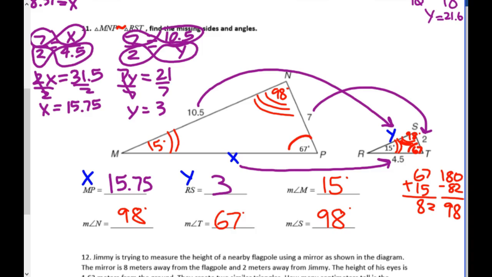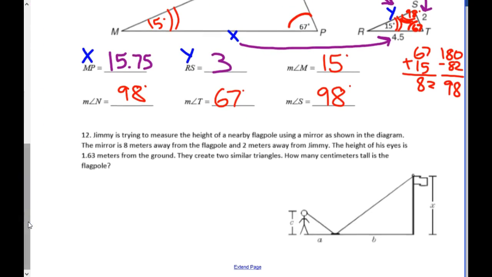Now, the last one is what we did yesterday, indirect measurement. It's just similar triangles, basically. Let's label it, though. Okay, the mirror is 8 meters away from the flagpole. Mirror, flagpole, 8. 2 meters away from Jimmy. Mirror, Jimmy, 2. The height of his eyes is 1.63 from the ground. Ground, eyes, 1.63. And then we're looking for how tall is the flagpole, X.